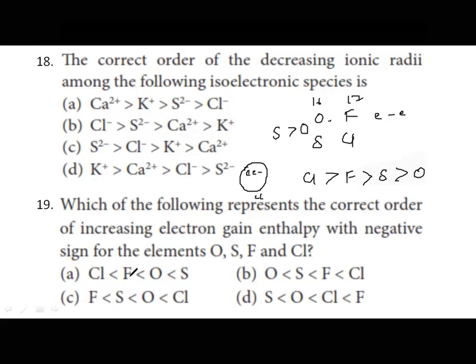Therefore, which is the correct option? It is more negative for chlorine, then comes fluorine, then comes sulfur, then comes oxygen. So in increasing order of electron gain enthalpy, it is in this order: least negative, more negative. Okay, so this is the correct order. So this is having less negative value, then comes sulfur, then comes fluorine, and last comes chlorine. Observing this, the correct option is what? Option B.